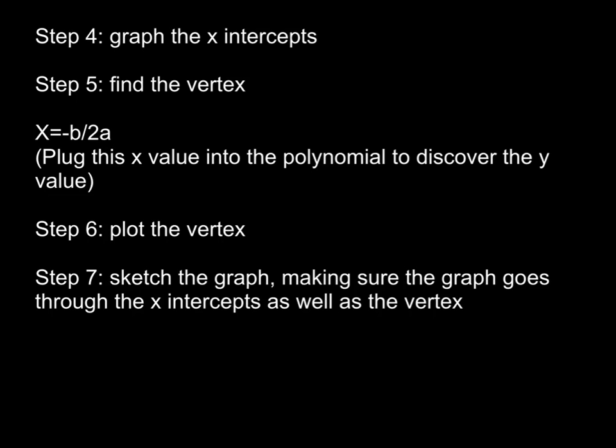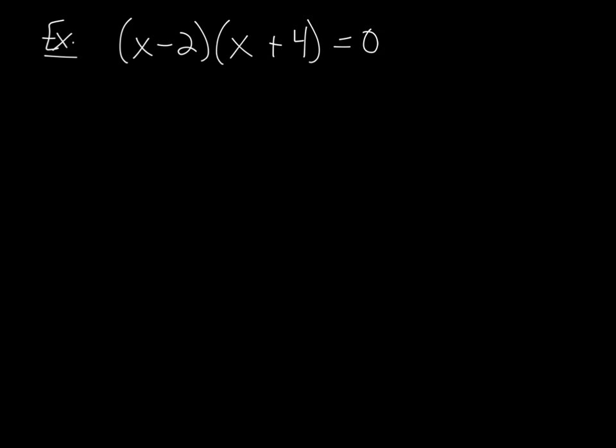Step 5, find the vertex, which is, we use that formula on Monday, x equals negative b over 2a. Plug this x value into the polynomial to discover the y value. Step 6, plot the vertex. Step 7, sketch the graph, making sure the graph goes through the x-intercepts as well as the vertex. All right, so let's do an example.